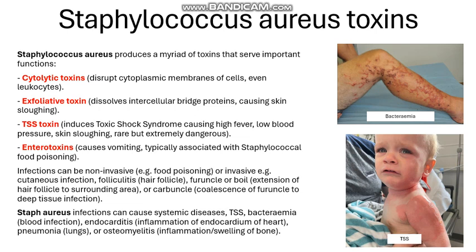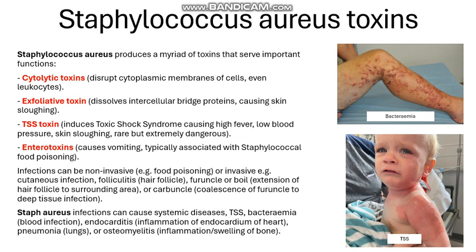The second one, exfoliative toxin, dissolves the intracellular bridge proteins in between skin cells, which hold them together, and this causes a thing called skin sloughing, where you'll get clumps of skin which are usually held together through these bridge proteins. The bridge proteins are broken, there's nothing holding these clumps of skin cells together, so the skin cells just break off. Kind of like how your dead skin cells are going to slough off if you scratch your head and you haven't had a wash in a while.